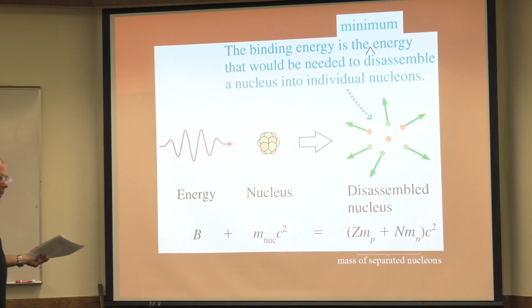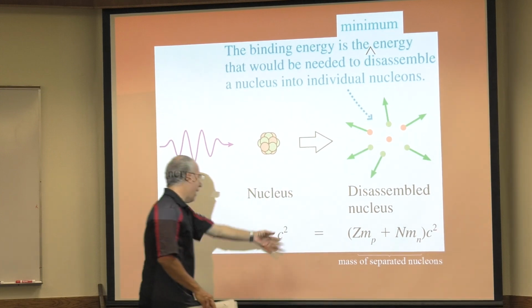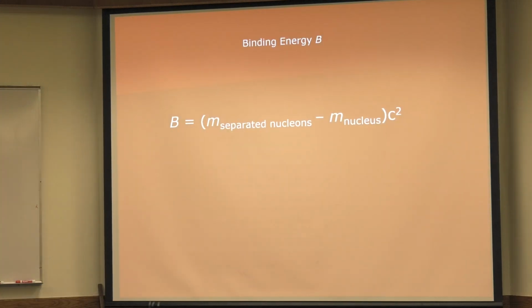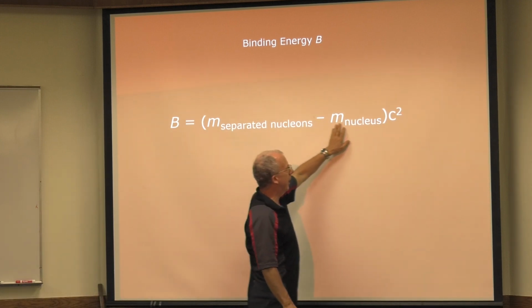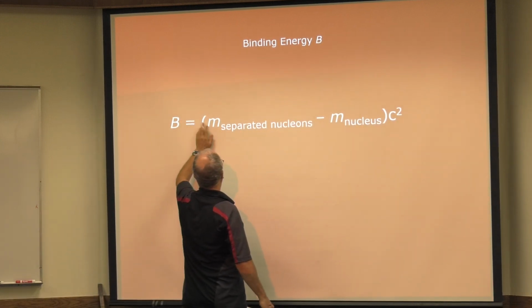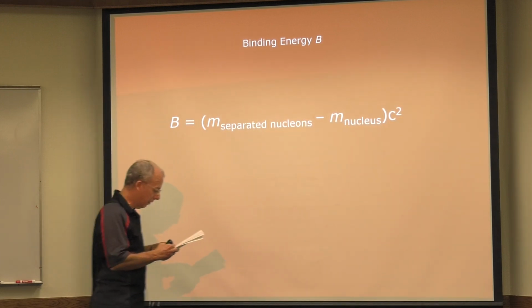So how do you calculate the binding energy? Well, it's simple, right? You just take this minus that. Whoopee. Okay, so that's the binding energy, just the mass of the separated nucleons minus the mass of the nucleus. And it's energy, so mc squared. So that's not a big deal.